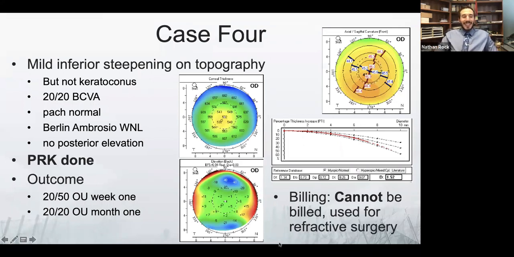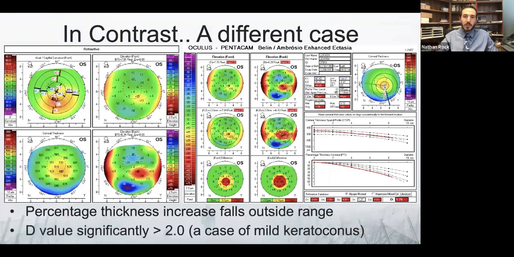So this would be controversial, I will say. Some surgeons would still not operate on this, but with stable refractive error, and these maps and this information, we sometimes feel PRK is appropriate. So this patient had PRK. They saw about 20/50 at 1 week, which is normal with the delayed healing, but 20/20 at 1 month. The patient was co-managed with a local community doctor and was very happy. Can't be billed, of course, because it's used for refractive surgery.